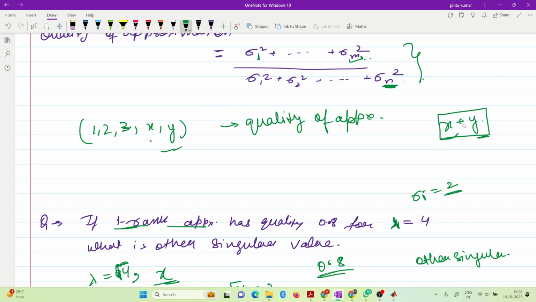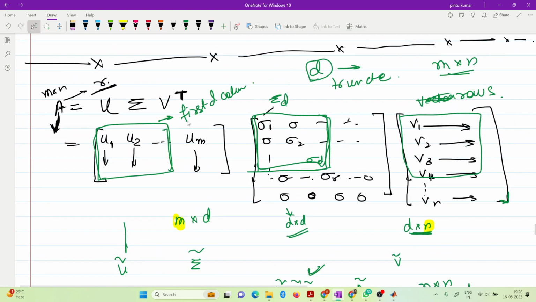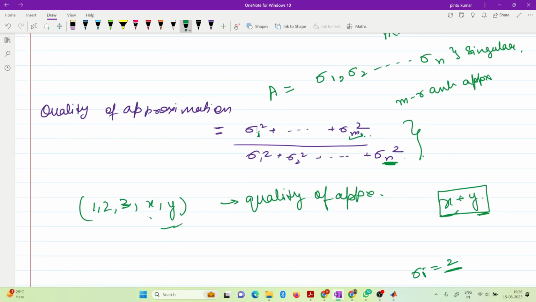Now, what is meant by rank 1 approximation or rank 2 approximation? It is how many top singular values you are choosing. This was a D rank approximation, so I was taking the top D singular values. If I took only the first singular value, that would be rank 1 approximation. If I took two singular values, that would be rank 2 approximation. In the formula, rank 1 approximation means sigma 1 square divided by everything down here, and rank 2 approximation means sigma 1 square plus sigma 2 square divided by everything down here.